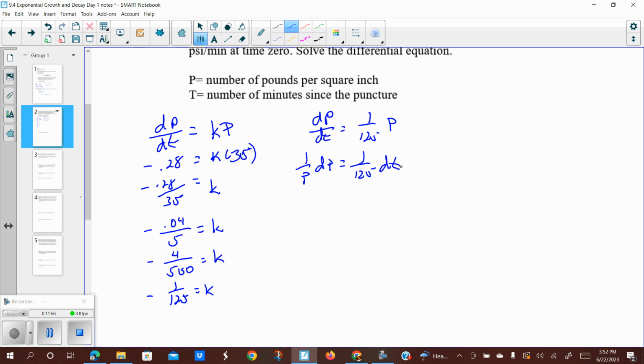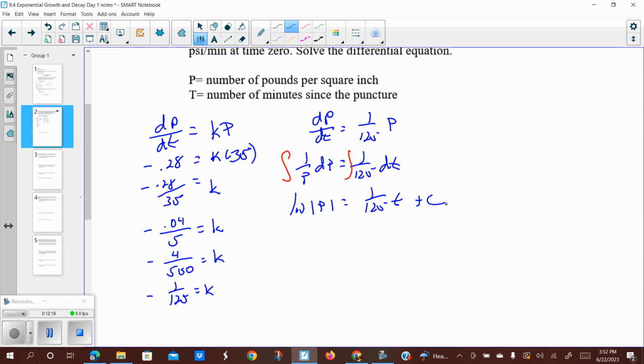Should look something like that. We can now integrate. And we should be back to what we kind of had in the previous page, the natural log of the absolute value of p equals 1 over 125 t plus c.